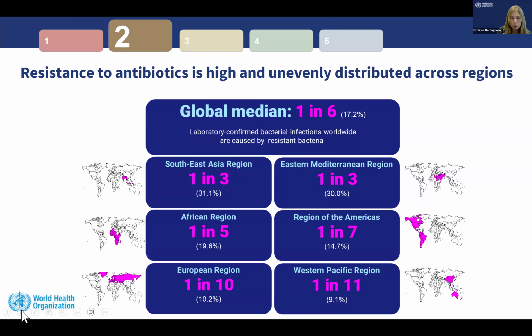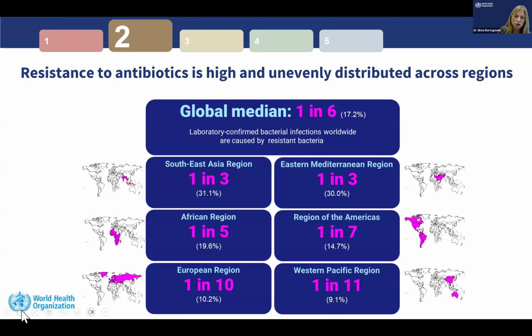Overall, we found that 1 in 6 infections worldwide is caused by bacteria that are resistant to essential antibiotics. So, 1 in 6. In the Southeast Asia region, the resistance is very significant, the highest. 1 out of 3 infections is caused by resistant pathogens, as also in the Eastern Mediterranean region, 1 in 3 infections is caused by resistant pathogens.